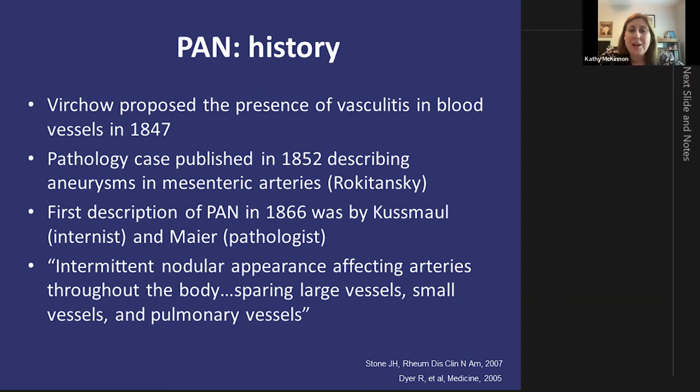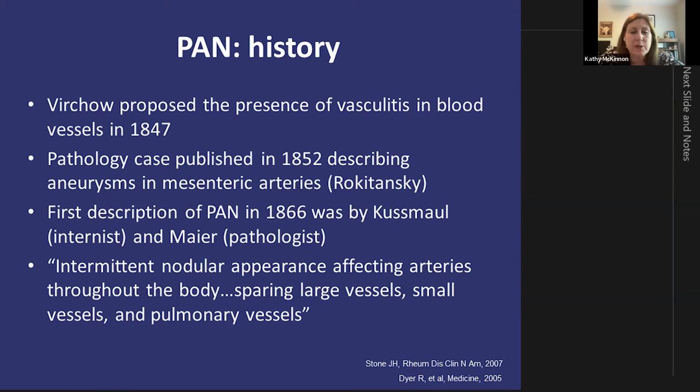The quiz and the lecture were unrelated, believe it or not. I saw the quiz questions and I thought it was very interesting that they touched on all the points we would talk about. So you heard a little bit about the history of PAN, but Virchow, who was a pathologist who did a lot of different things in the development of medicine, actually proposed the presence of vasculitis in blood vessels back in 1847.